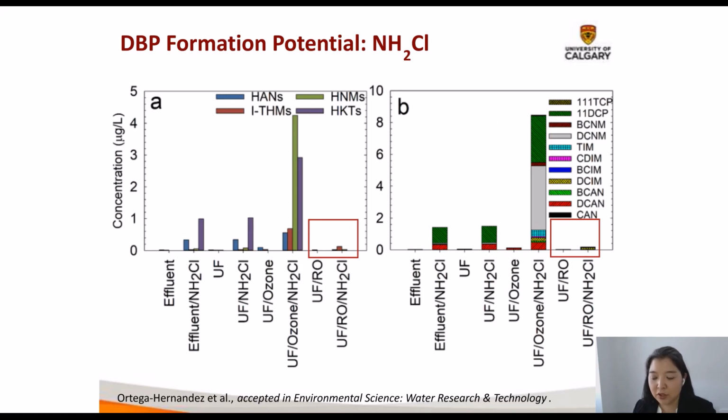And finally, similar to other samples, the RO treated waters are the ones that have the least amount of DBPs from all the classes formed. Iodo-THMs was the largest DBP, and this was attributed to dichloroiodomethane. There were a few others that were also detected in these waters.